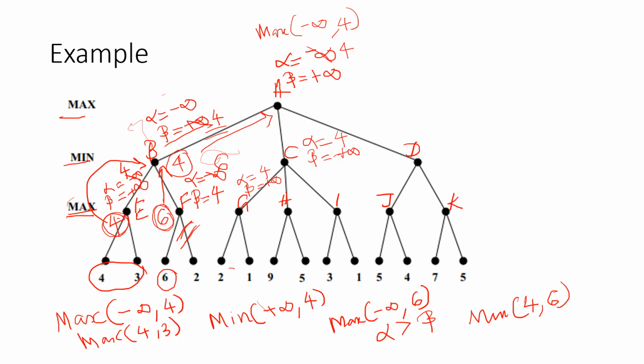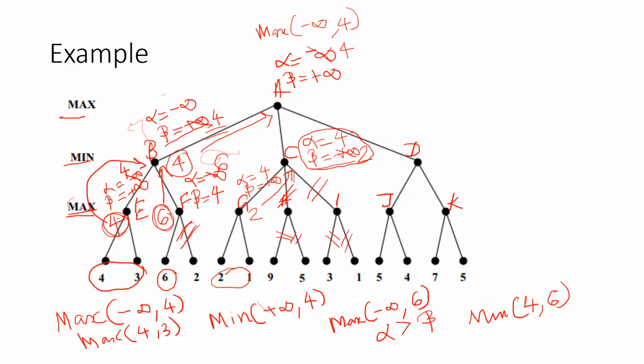But the min-max value, when we compare 2 and 1, which one is the largest? 2. So this 2 goes upwards at C. C is the min node, so beta will be updated. So beta is plus infinity or 2. Which one is the minimum? 2. So it will be updated to 2. So here alpha is greater than beta. So the successors of C will be pruned. You can see we will not explore H and I. That is pruned here. All these parts are pruned here.